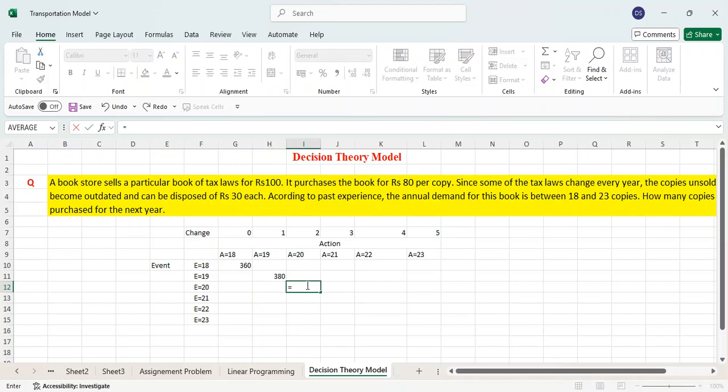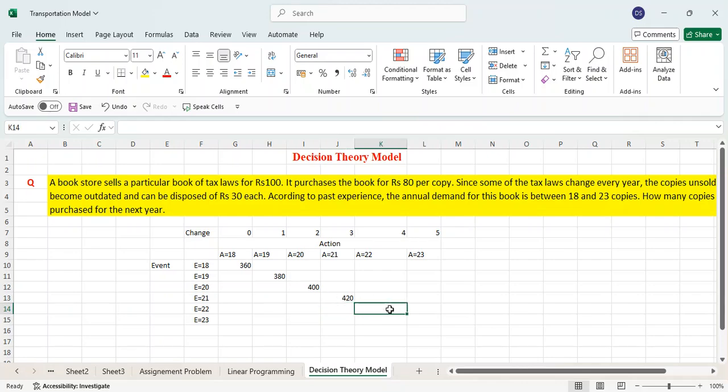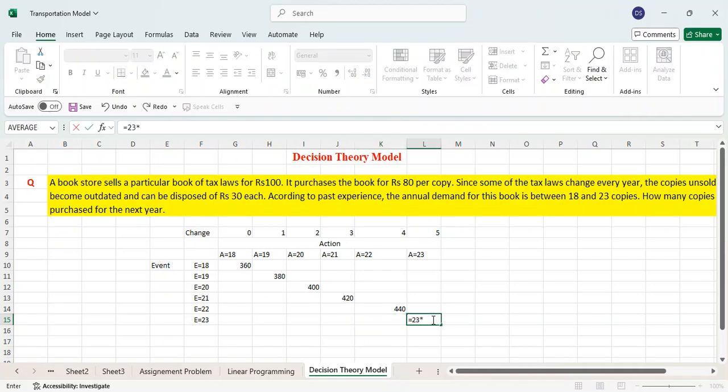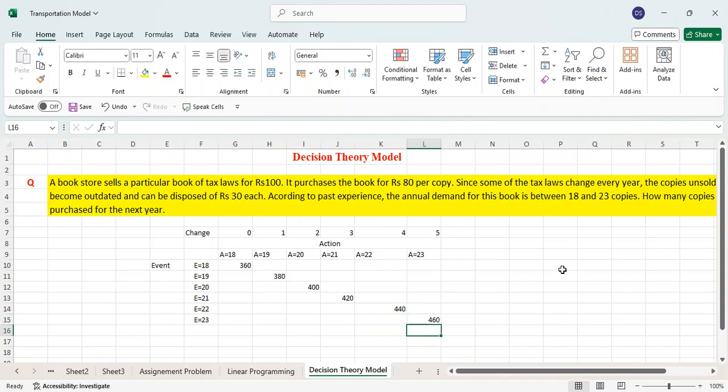Similarly, if you kept 20 books and market demand is 20, then profit is 400. You have kept 21 books, market demand is 20, 420. You have kept 22 books, market demand is 20, then you get 440 as profit, and you have kept 23 books, and simultaneously market demand is 20, then you will get 460 rupees as the profit. I just made all those cells into color, by which you can understand the things in a better way.